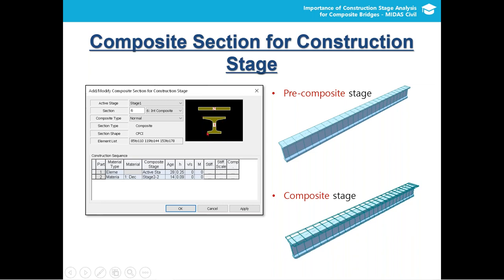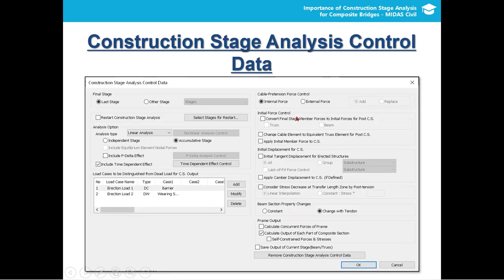So the girder is generally part one, which can be activated at one stage, and the deck is part two, which can be activated in the other stage. But this entirely is one single section property assigned to one single element. In the construction stage analysis control data, we can choose options regarding our analysis. If we want to take into account the non-linearity, P delta effect, if you want or not to consider the time-dependent effect, and many other options regarding the initial forces and such things as tendons.